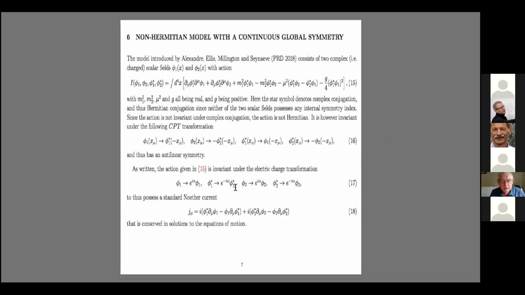Take the action, and you apply a global, namely alpha constant, transformation on the phi1 and phi2 in the usual way, and you generate a Noether current, and that Noether current is conserved in solutions to the equations of motion. So that's the model. And the thing I want to point out to you is there's no phi2 star phi2 term here, just phi1 star phi1.